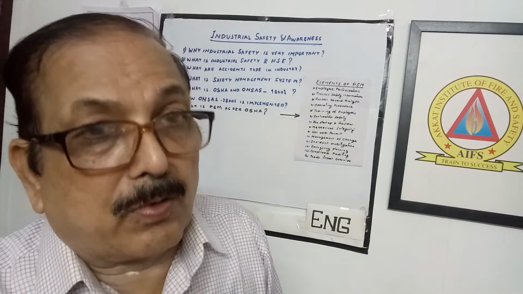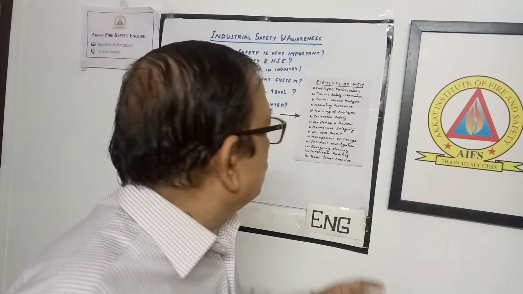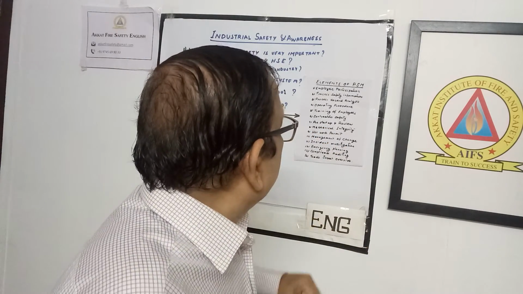Now, sixth one is contractor safety. In a large organization, not only inside people are working, there are also people working as contractors. Their safety also has to be seen, because they are working in the organization and the process can get affected. So contractor safety must be there.